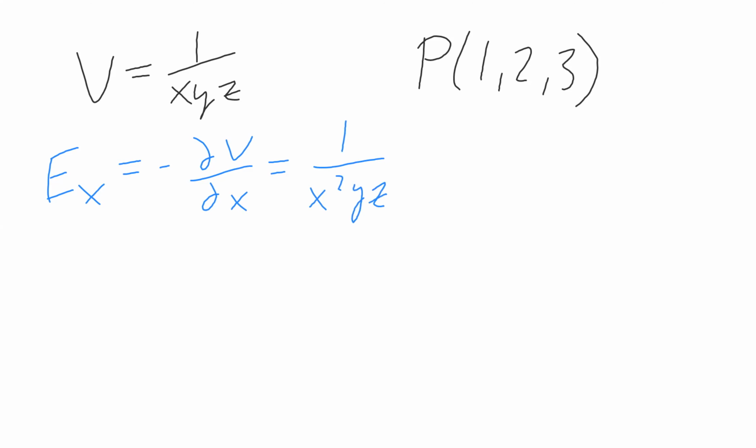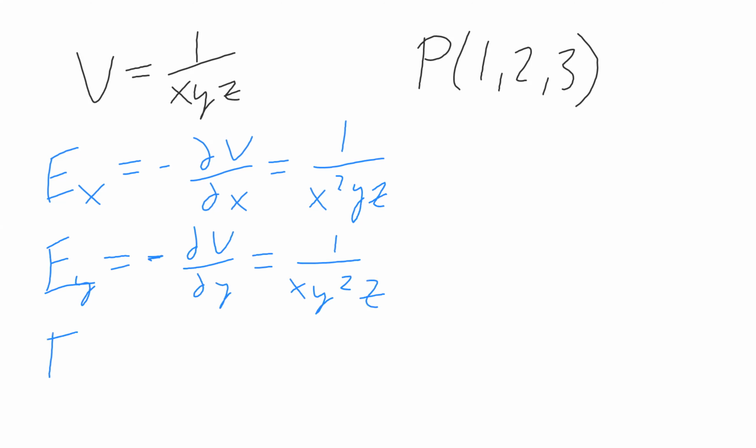And that's going to give me one component, and I can go ahead and plug in 1, 2, and 3. But they actually ask for the overall magnitude. So I also need the y component, which is the negative del V del y, which is going to be a very similar derivative, where you'd have negative 1 on x y squared z, but then there's another negative out in front that cancels that out. So it's 1 on x y squared z.